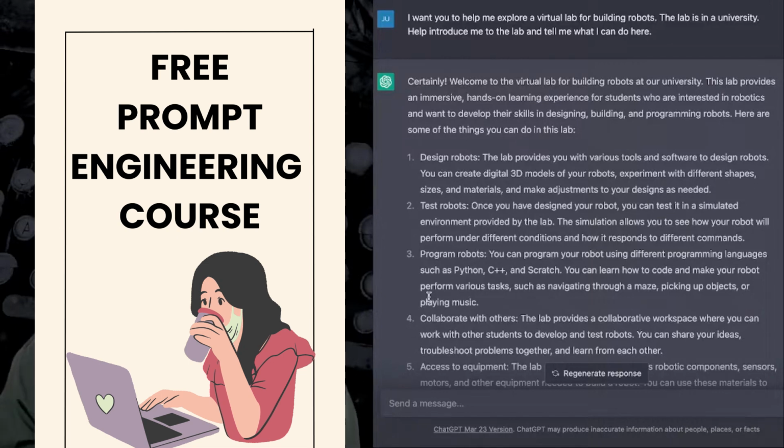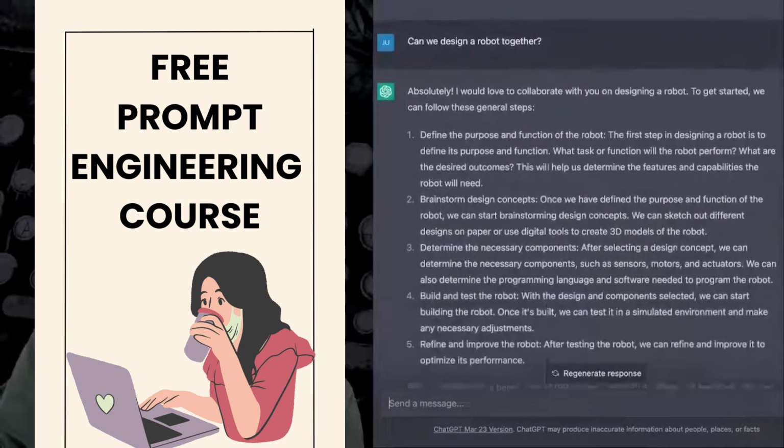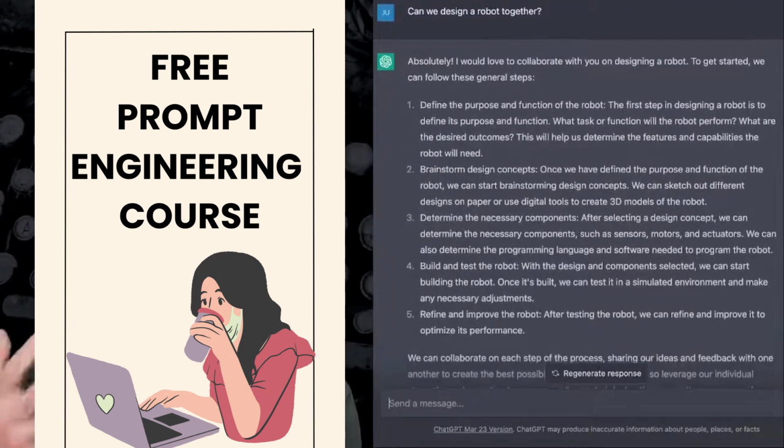And ChatGPT says, certainly, welcome to the virtual lab for building robots at our university. The lab provides an immersive hands-on learning experience. And it goes on and tells me some of the things I can do in this lab: design robots, test robots, program robots, collaborate with others. So I then continue the conversation, just assuming that this lab exists and that I can interact with it.